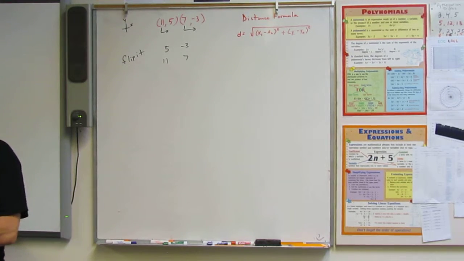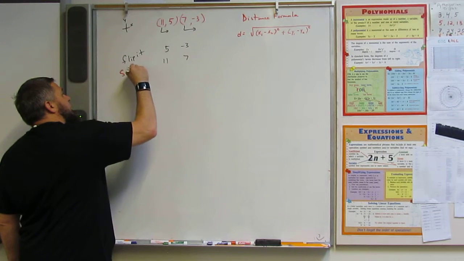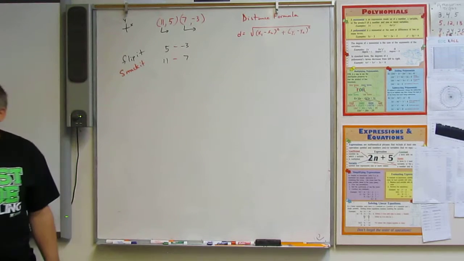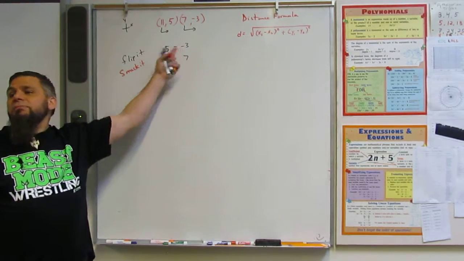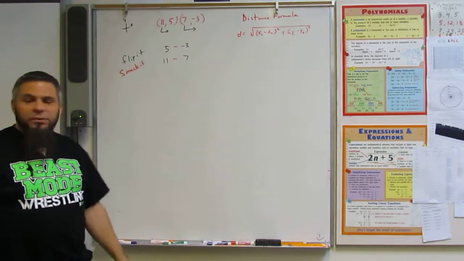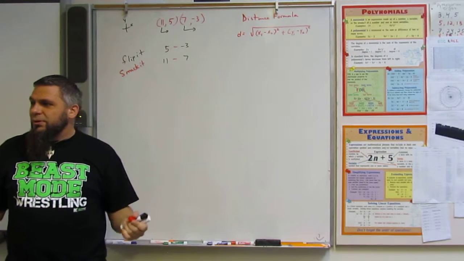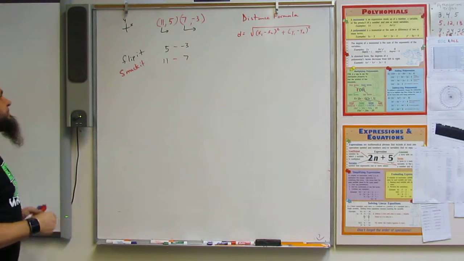Okay? The smack it part, really easy. We're going to smack it right in the center. So when you smack something that's negative, it becomes positive. And when you smack something that's positive, it becomes negative. Pretty simple. Okay? Flip it and smack it. And then we're going to rub it down.